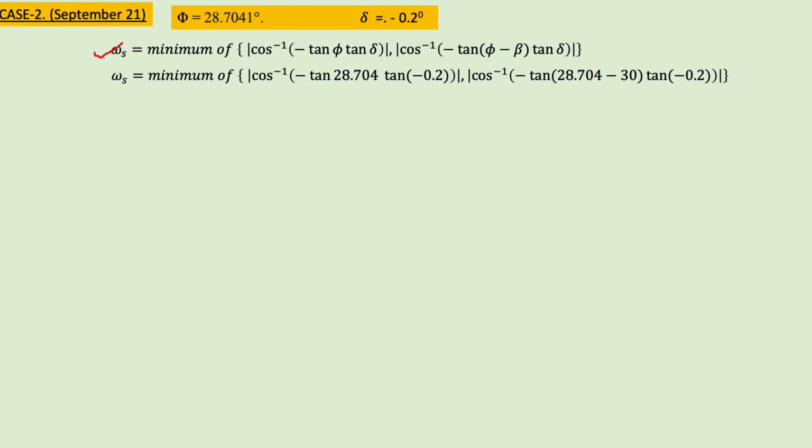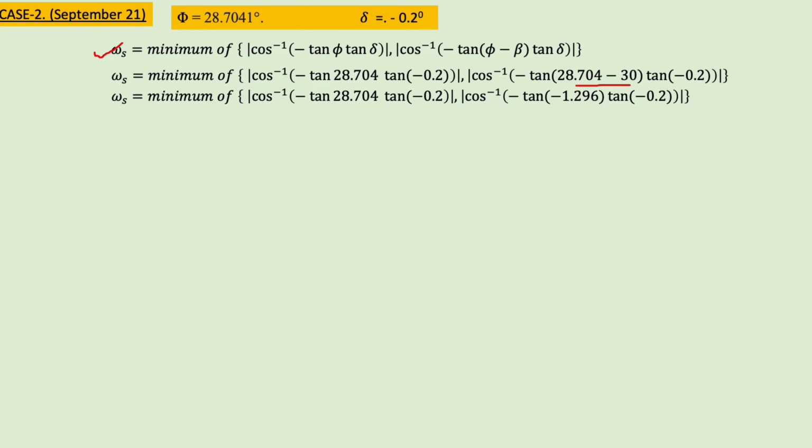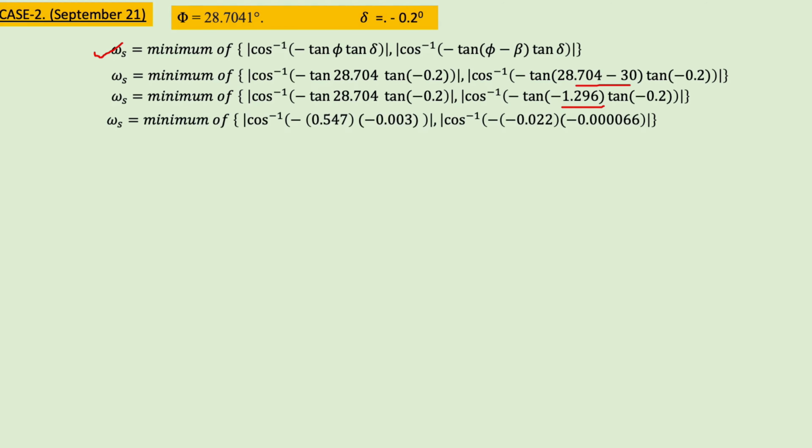In case 2, it's the day of September 21, and phi and delta we have already calculated. The value of delta and phi is already known to us for the location, and this equation is repeated just for the sake of recalling it. If we place the values of phi and delta accordingly, then what we get is this. Here phi minus beta will give the tangent of minus 1.296, and this brings a significant change in the values, and here we are going to have minus 0.022, and the outcome of that is that we get the two angles, 89.9 degree and 90 degree.